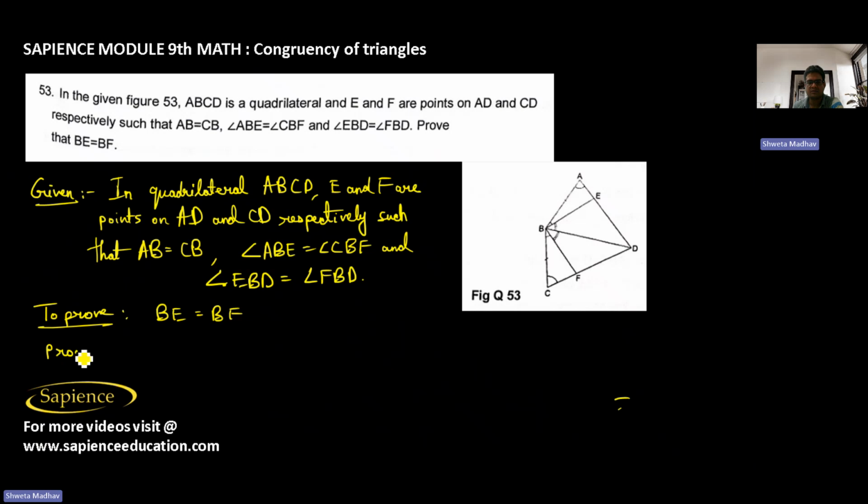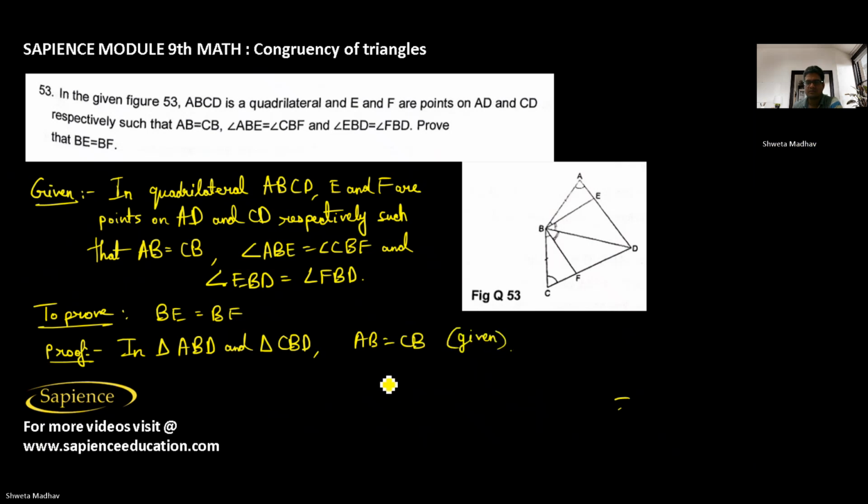So the proof is, first we need to prove triangle ABD and CBD are congruent. So we will take triangle ABD and triangle CBD. AB equals CB is given. And we can say BD is the common side.